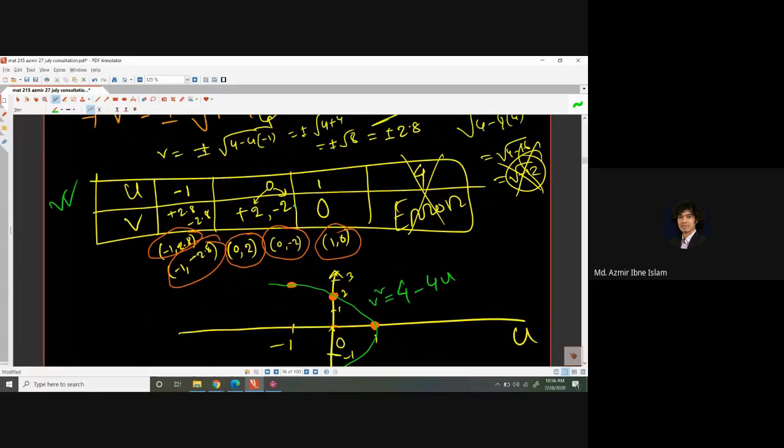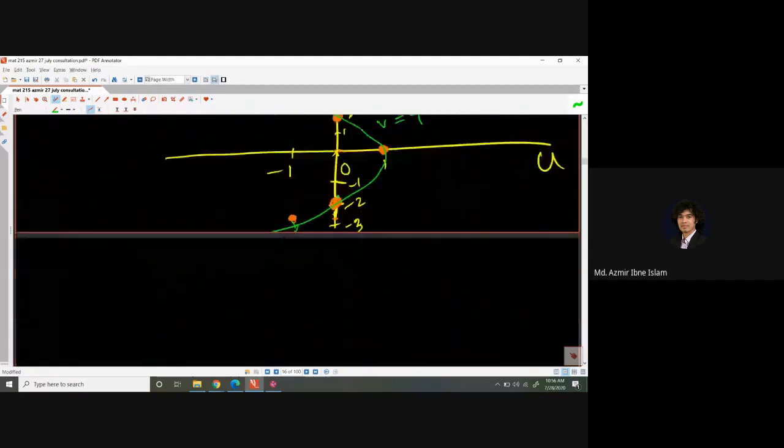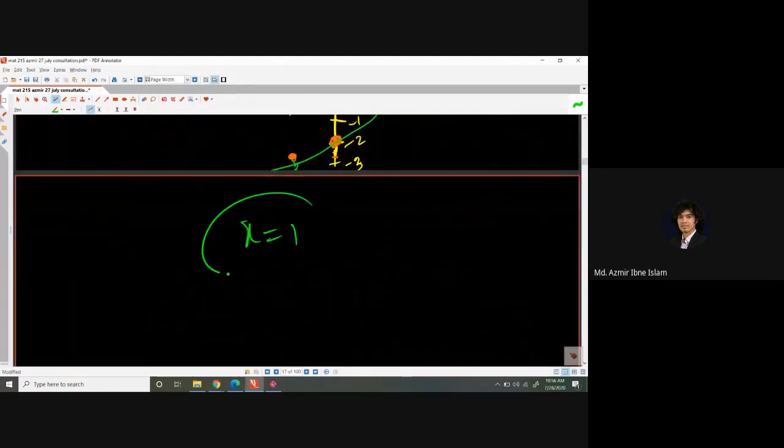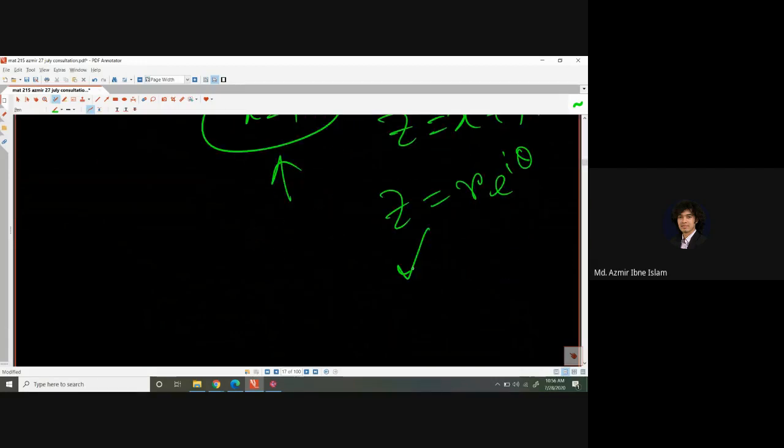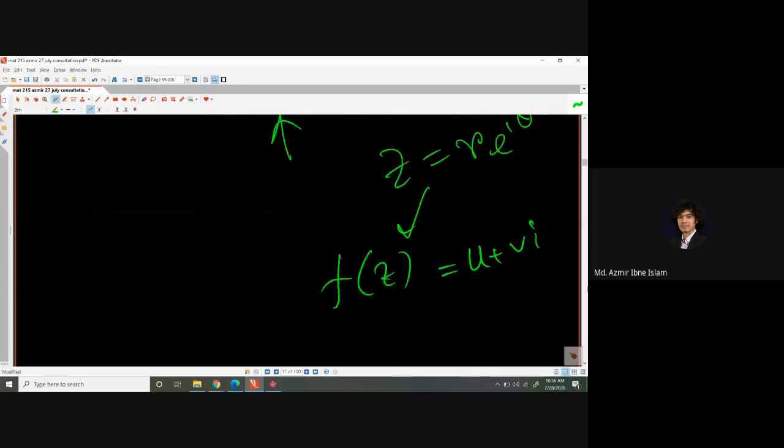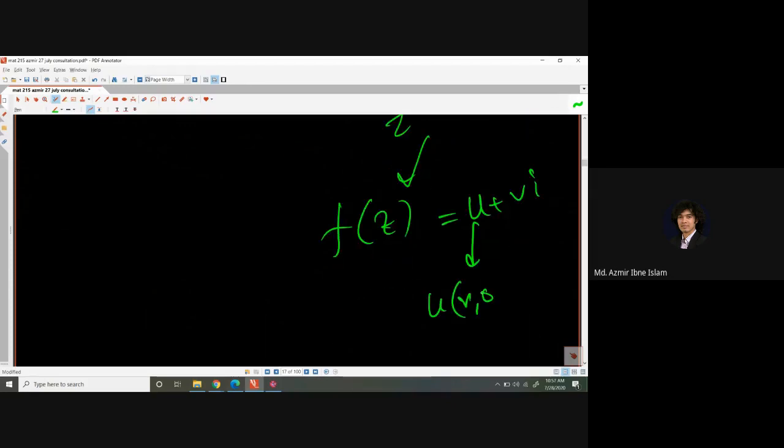Whatever I have shown here is for a rectangular part. That means we have taken x equal to 1. You can see that for this we are inputting z equal to x plus yi. But don't forget that we also have another form, the polar form, z equal to r e to the power i theta. So for this, the function f of z can be in u plus vi form, but this time u and v will be functions of r and theta. Is that okay?